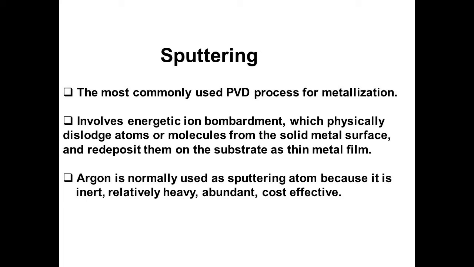Sputtering is the most commonly used physical vapor deposition process to deposit metal. It involves energetic ion bombardment which physically dislodges atoms or molecules from the solid metal surface, usually from the target, and deposits them on the substrate as a thin metal film. Usually we use argon ion as the sputtering ion because it is inert, relatively heavy, abundant, and cost effective.